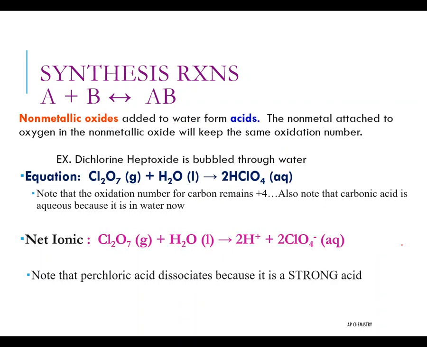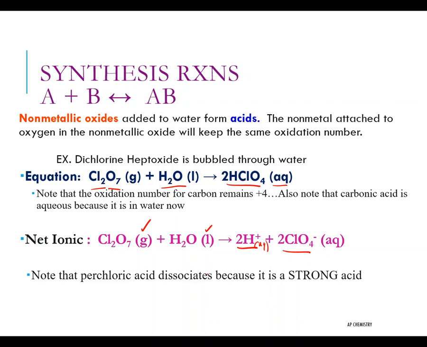All right, this one's also showing you a non-metallic oxide being added to water to form an acid. However, the main difference in this example from the previous one is that this is dichlorine heptoxide reacting with water. Our product happens to be perchloric acid. The perchloric acid was on the strong list. It's one of the strong ones, so you have to break it apart into its ions. And technically we would put AQ here.